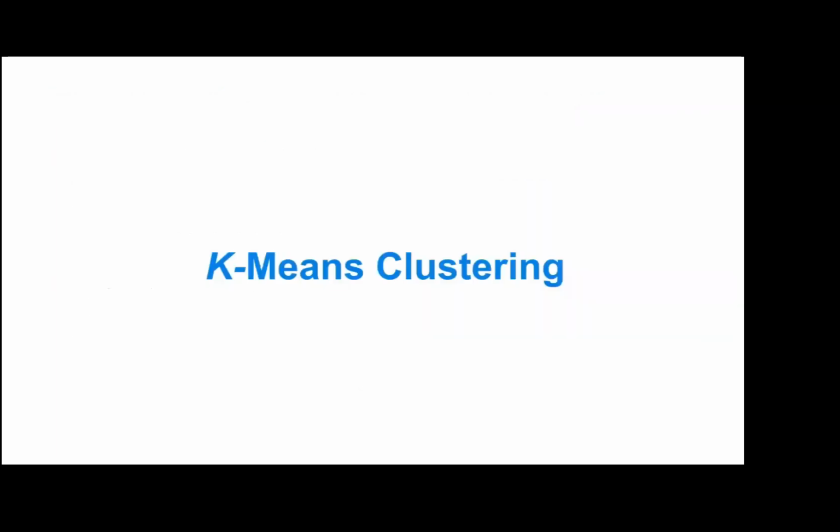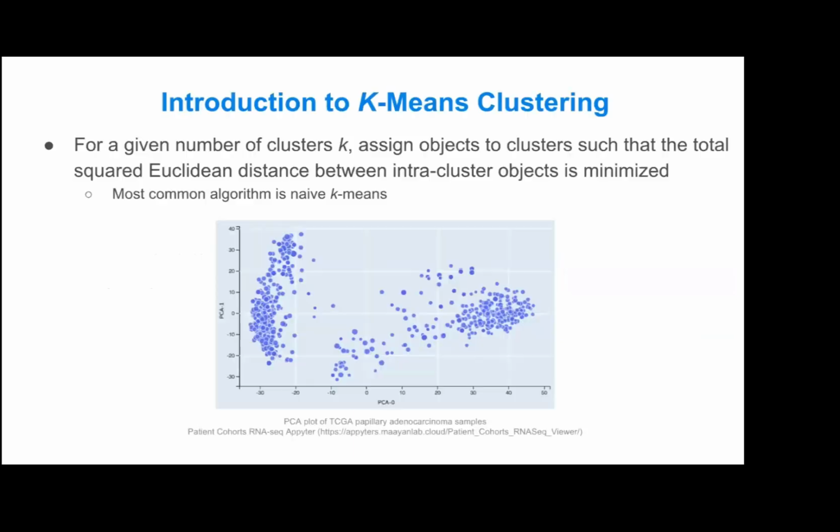So the first algorithm I'll start talking about is k-means clustering, and this is a pretty commonly seen partitional clustering method. Basically, for a given number of clusters k, we want to assign objects to clusters such that we minimize the total squared Euclidean distance between intra-cluster objects. So basically making sure that within a cluster, all of those samples and data points are very packed together.